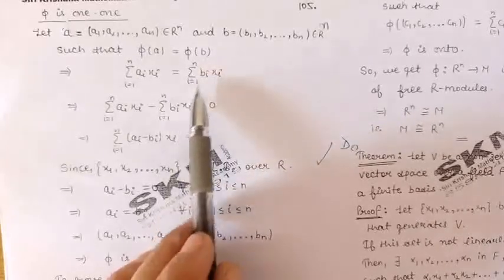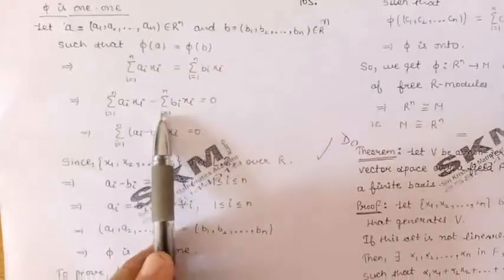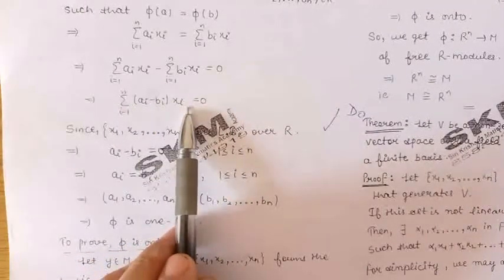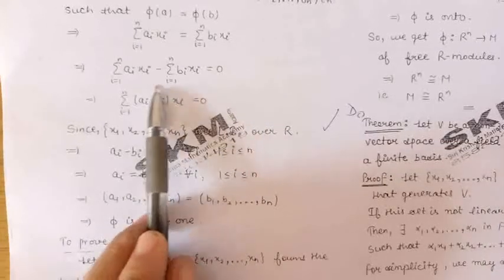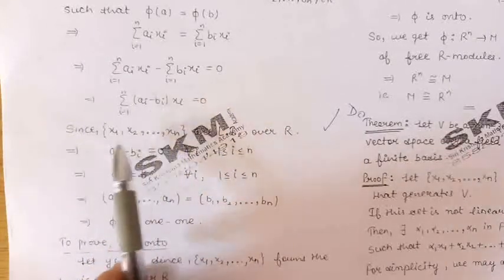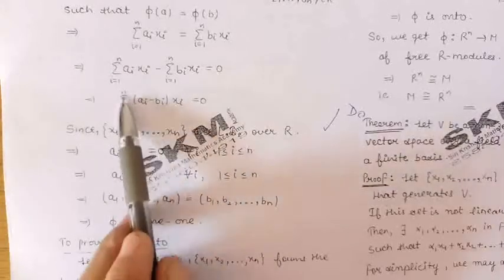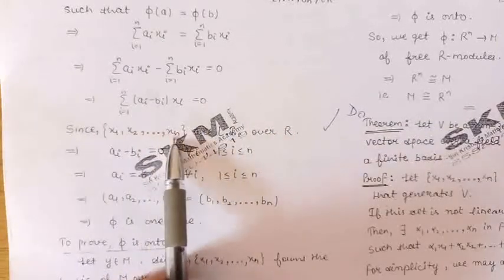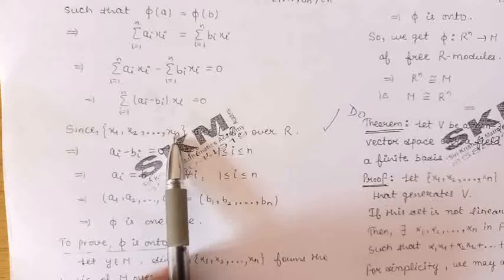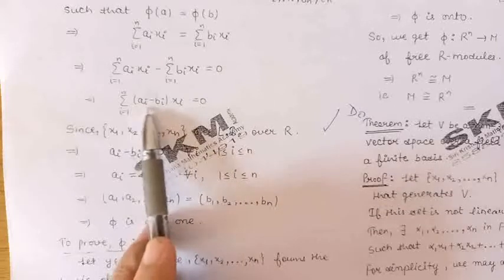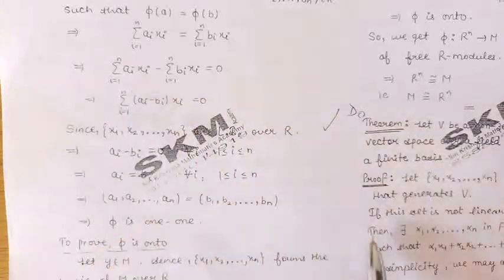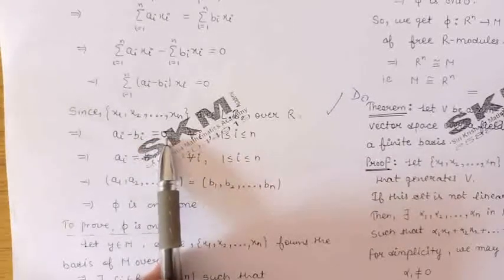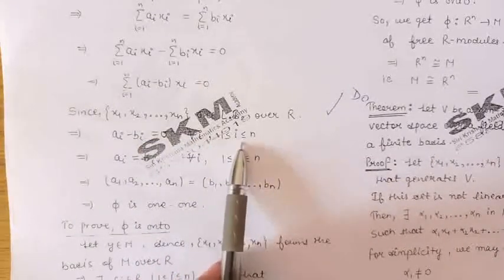Now by shifting this term to the left side, we get summation (ai minus bi) xi equal to 0. Now this is a linear combination formed by the vectors x1, x2, x3 up to xn, and this linear combination is equal to 0. Because these vectors are linearly independent, being the basis, all the scalars in this linear combination will be 0. So we can say that ai minus bi is 0 for every i varying from 1 to n.